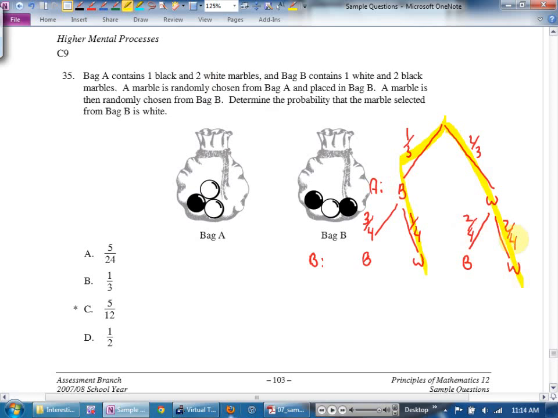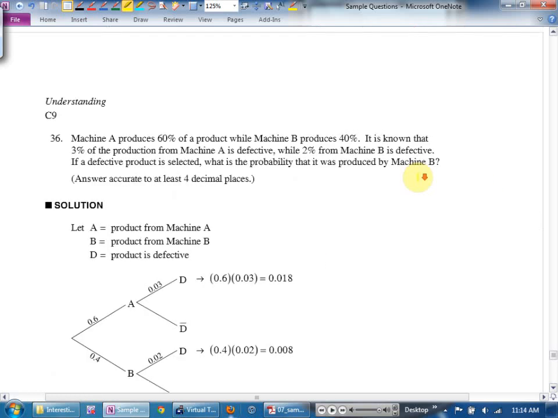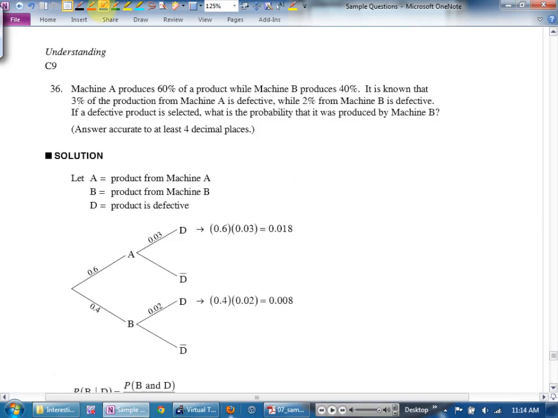Okay, the factory defective conditional probability. They're doing a sideways tree. I do my trees vertical. So machine A produces 60% of a product. Machine B produces 40%. 3% are defective. So A or B, 60%, 40%. Defective, not defective. Not defective would be 0.97. Not defective would be 0.98.